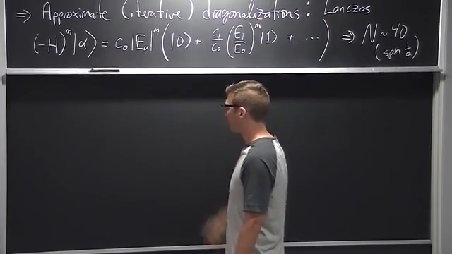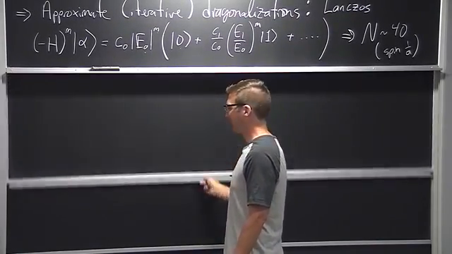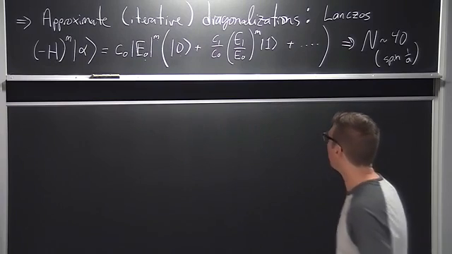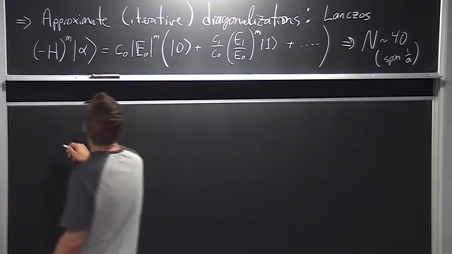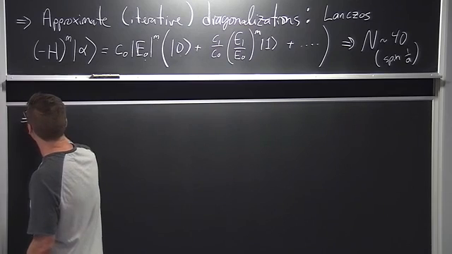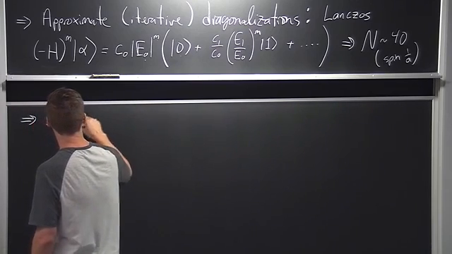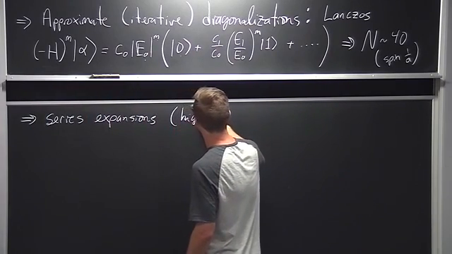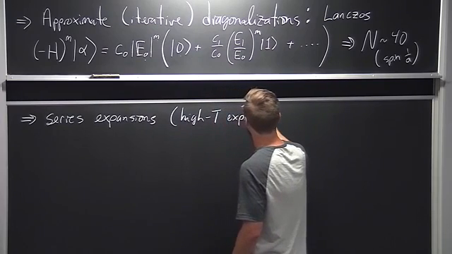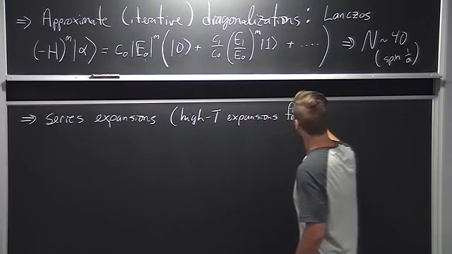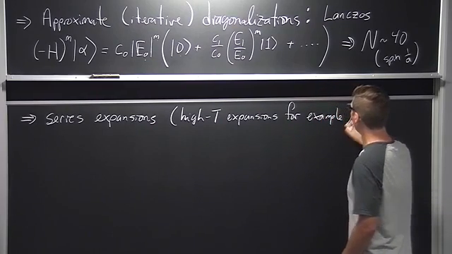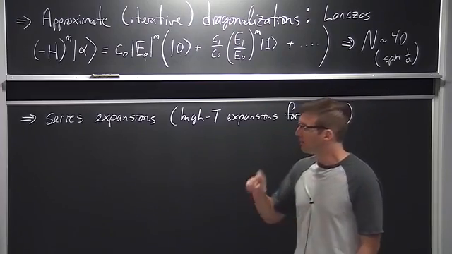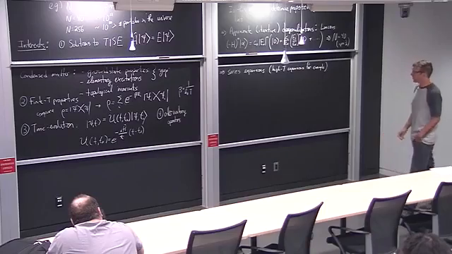There's other methods, just to be complete. And they're not all based on diagonalizations or iterative diagonalizations. We also have series expansions. So say high temperature. Which last time I taught, we actually did some series expansion in the computational project. I have to think about whether or not I want to do that again.